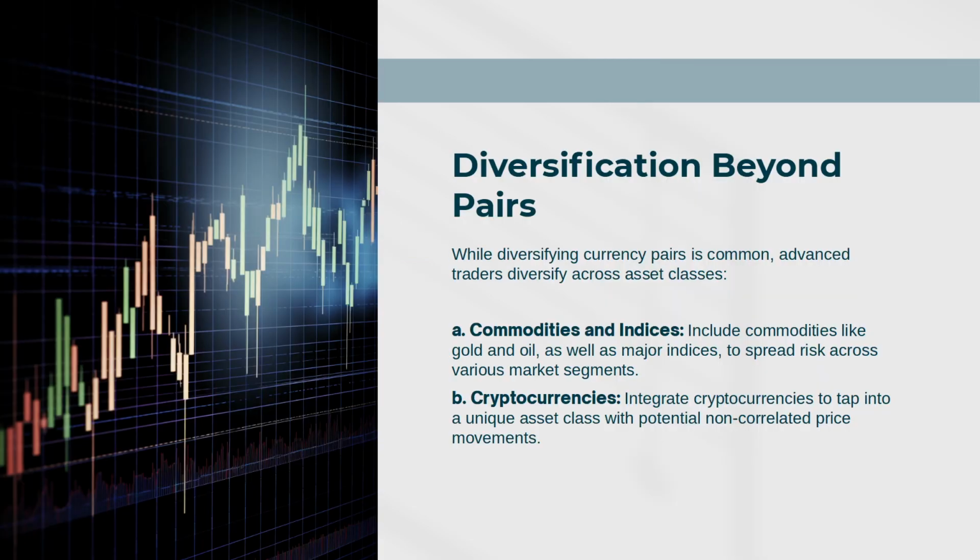Diversification beyond pairs. While diversifying currency pairs is common, advanced traders diversify across asset classes. Commodities and indices include commodities like gold and oil, as well as major indices to spread risk across various market segments. Cryptocurrencies: integrate cryptocurrencies to tap into a unique asset class with potential non-correlated price movements.